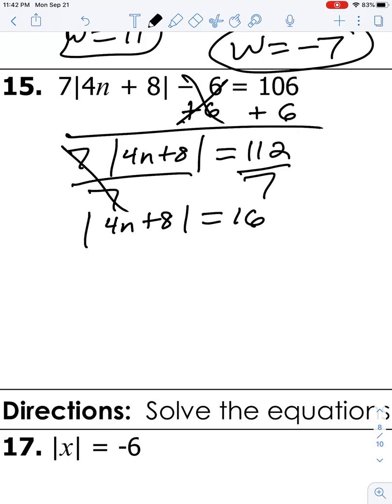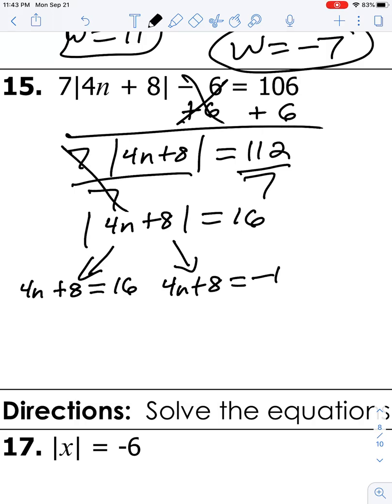All right, so now the absolute value is completely by itself, and now we can go about our process of solving for the n on the inside. So take what's on the inside, write it down exactly as it is, and set it equal to the number on the other side. Then take it, write it down again, but set it equal to the negative of what's on the other side, like so. And now we solve for n for both equations.